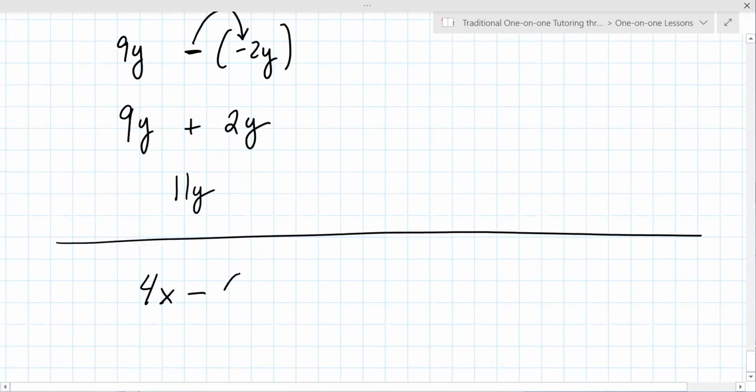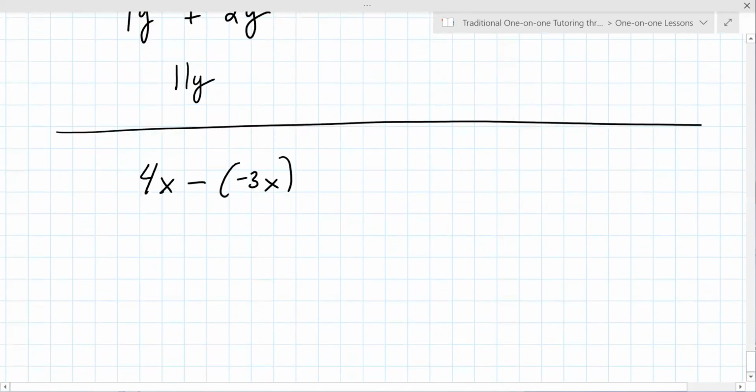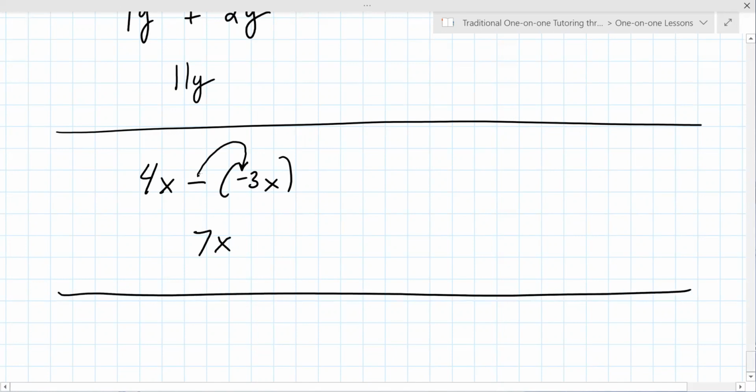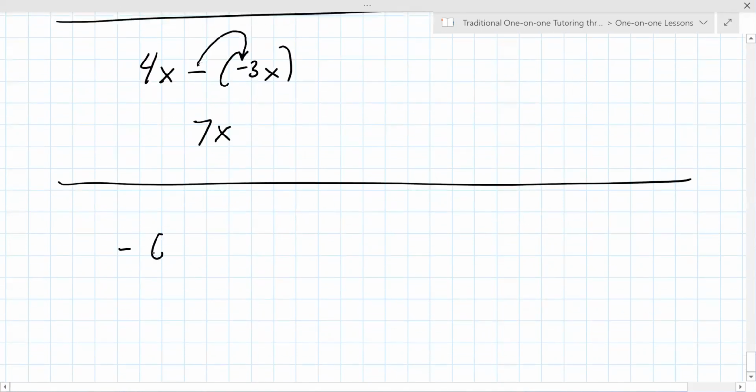4x minus a minus 3x. So this subtraction symbol goes with the negative here. 7x. Okay, so you're starting to get it. Let me throw in a little wrinkle here. Minus 6x minus a minus 8x. What does this subtraction operator do to this right here? Create a positive. So it becomes minus 6x plus 8x.